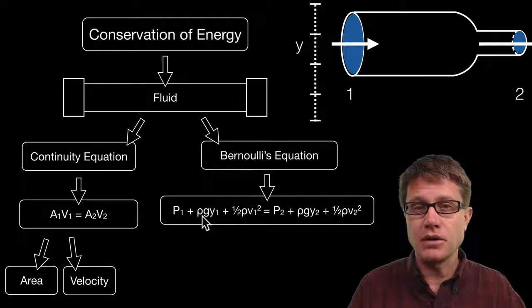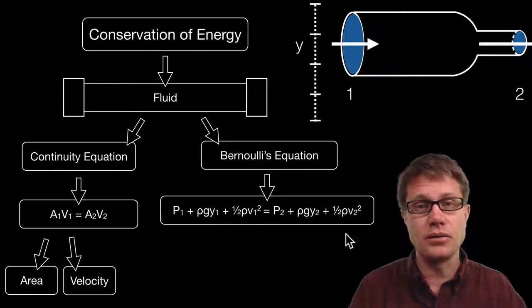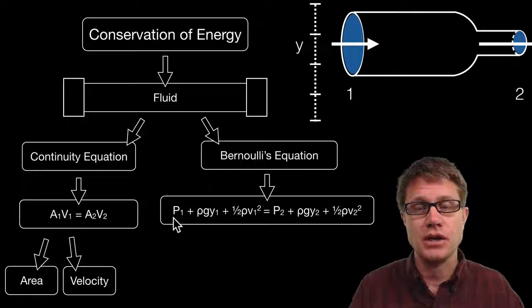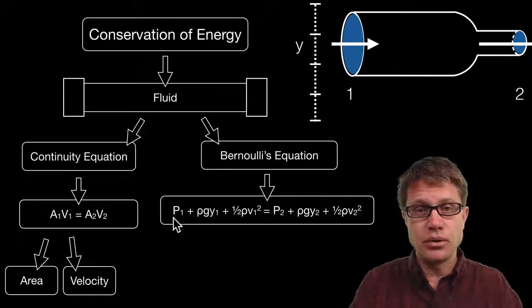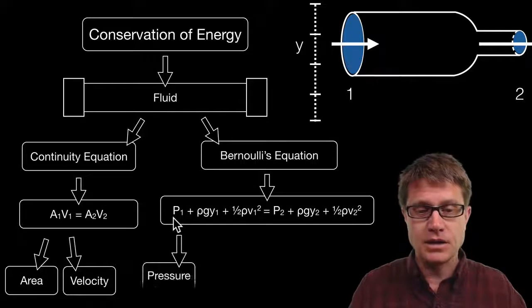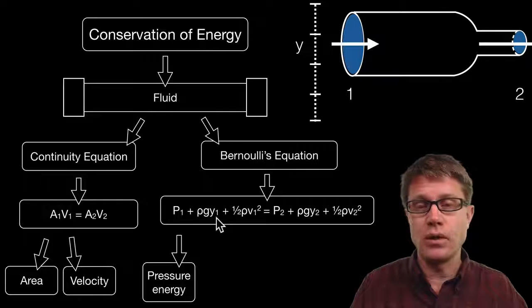And so if we break apart this equation, we've also got 1 on the left side and 2 on the right side. If we look at this first one, P1 stands for the pressure. So inside the fluid itself, how much is that fluid pushing in on a point inside the fluid itself? So that's going to be the pressure energy. We then have this rho g y1.